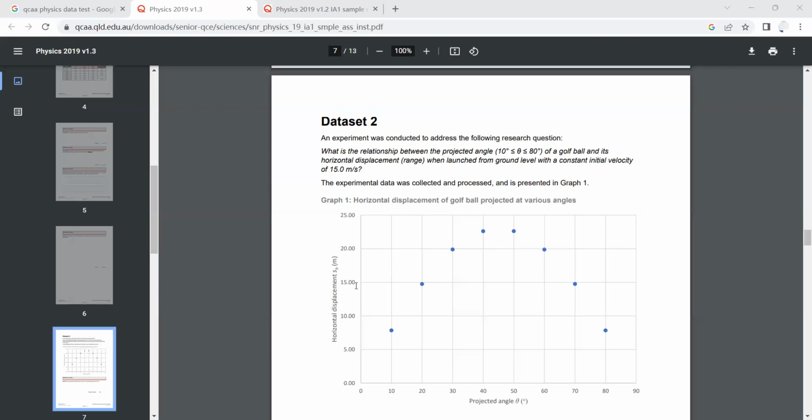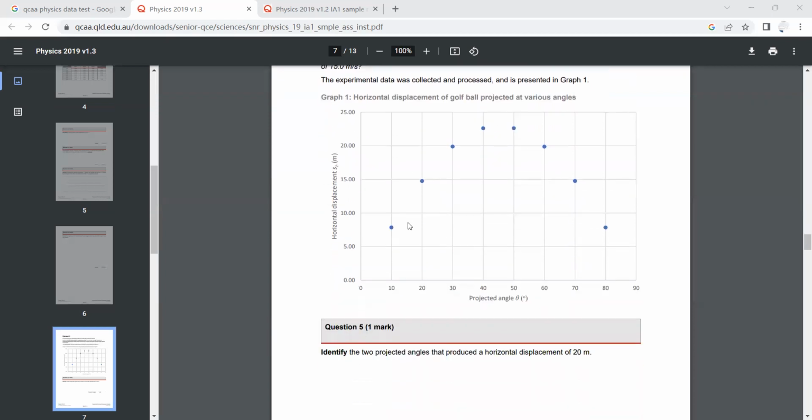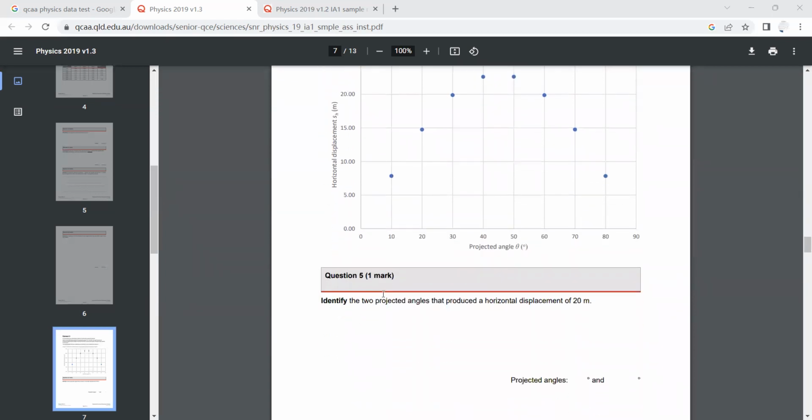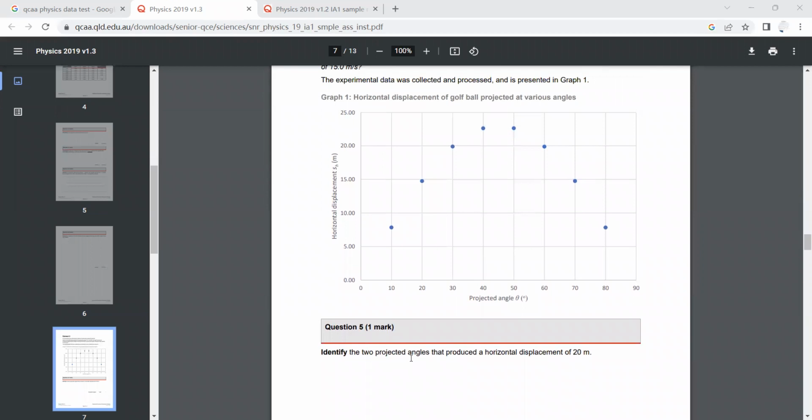Ground level, with a constant initial velocity of 15 meters per second. The experiment was collected and processed and is represented in graph 1. Identify the two projected angles that produce a horizontal displacement of 20 meters.